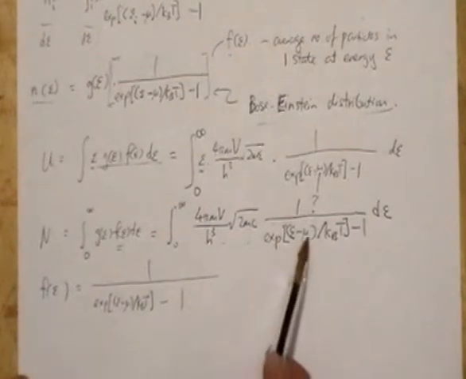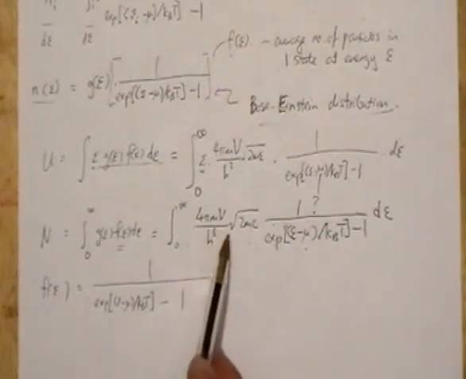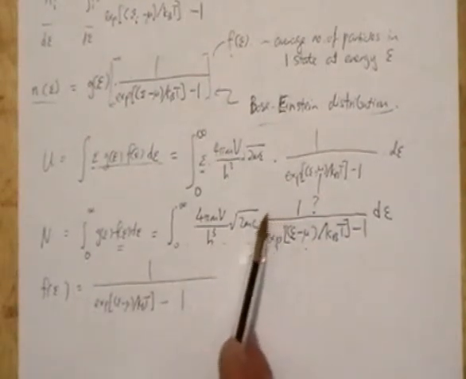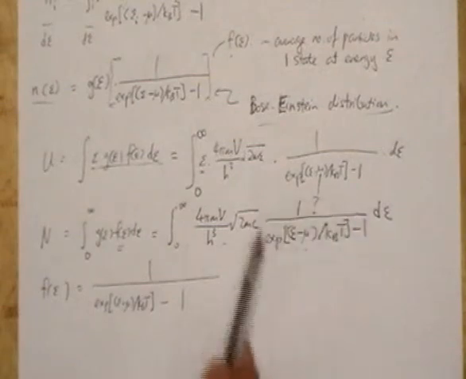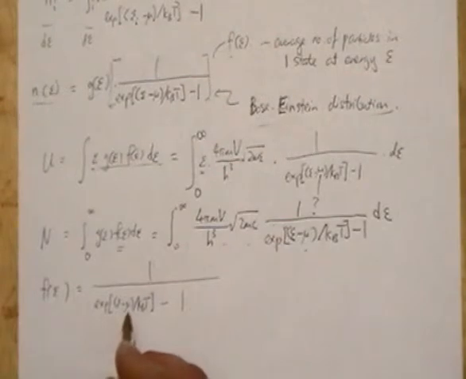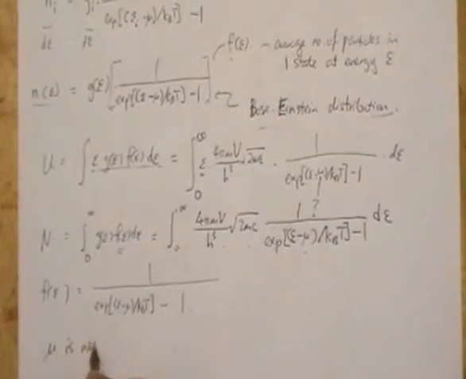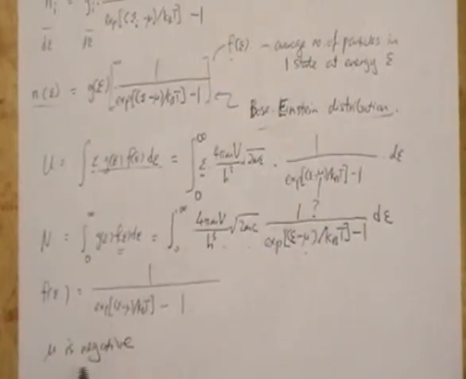Alright, so in principle, mu is the unknown, and in principle we could solve it in terms of n. But because of the difficulty of this equation, we'll start with looking at the property of this distribution function, the Bose Einstein distribution. Now, we'll start by showing that mu is negative.